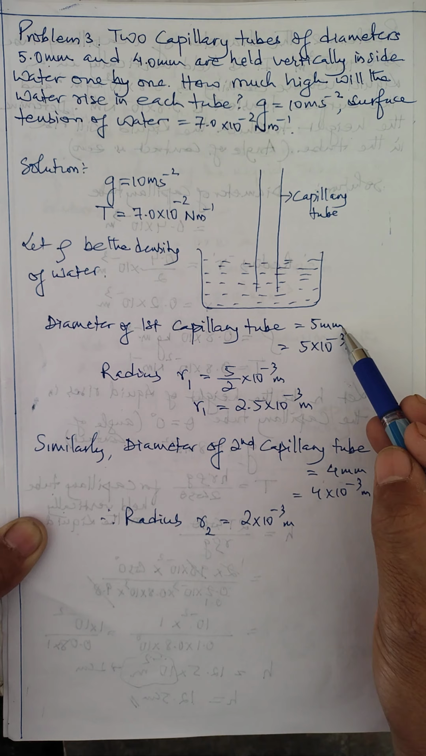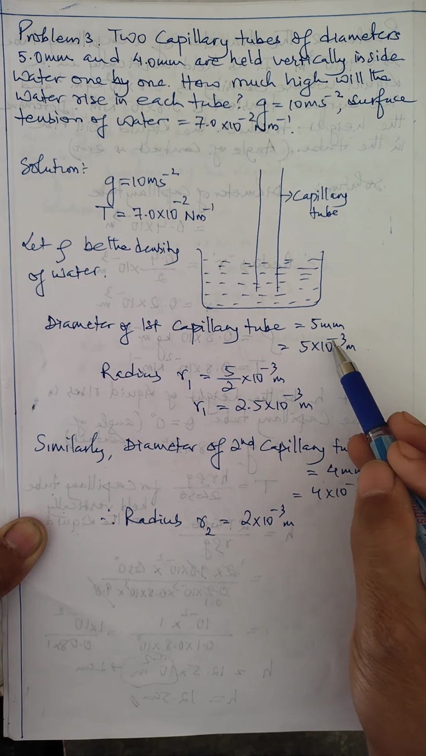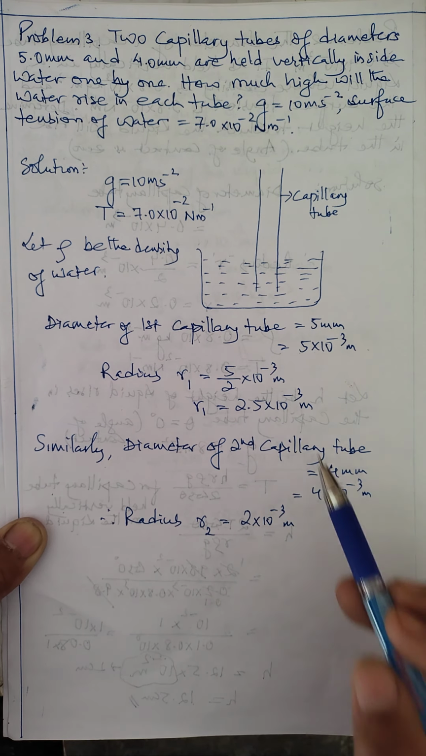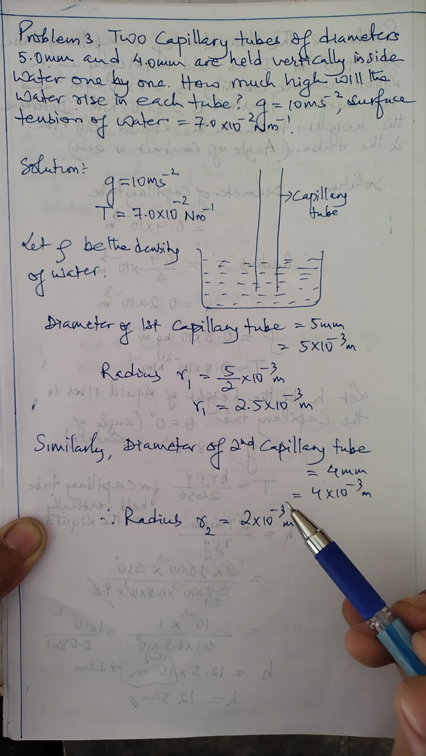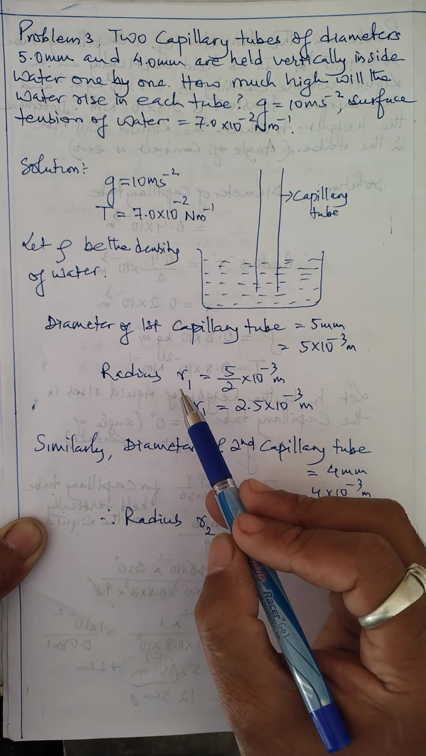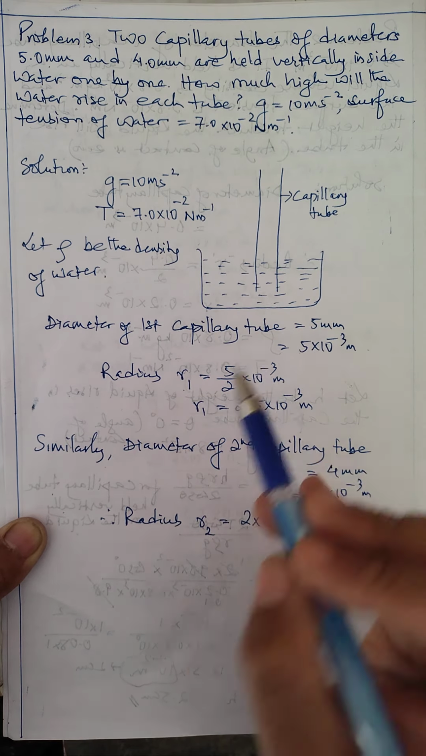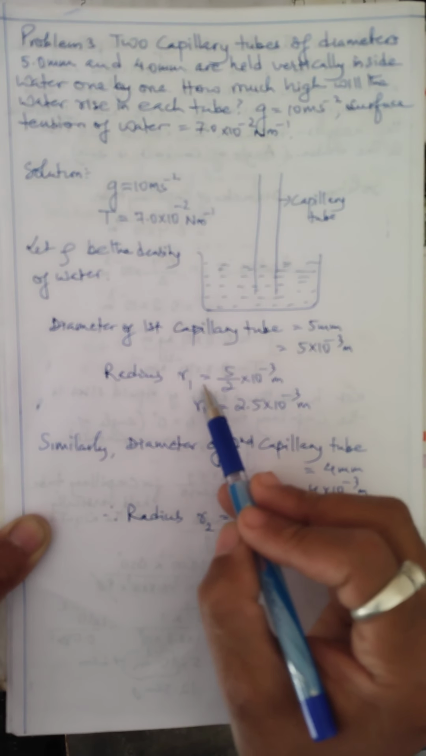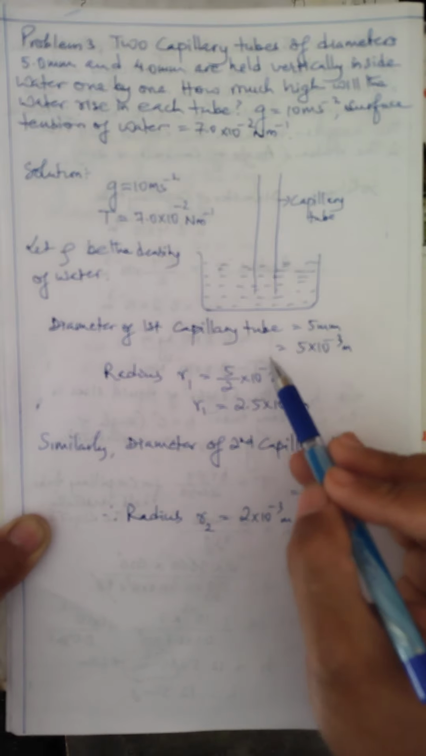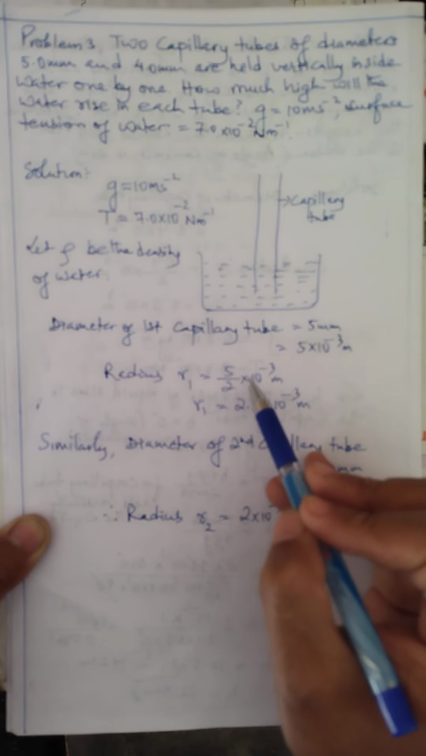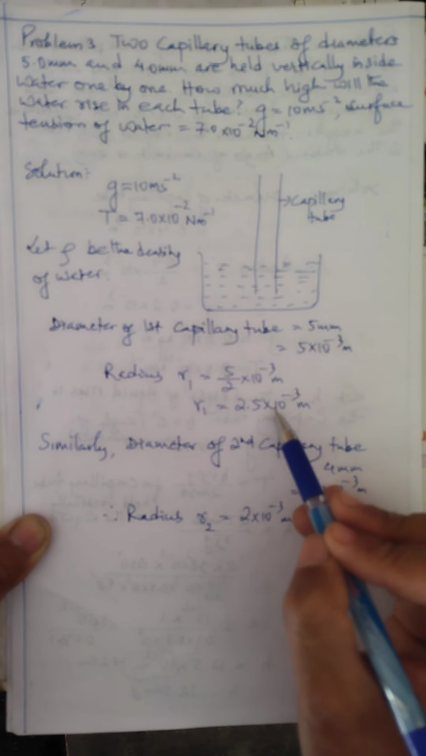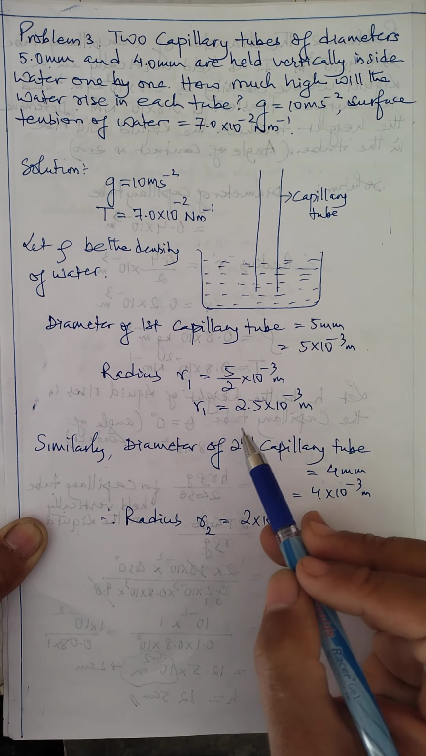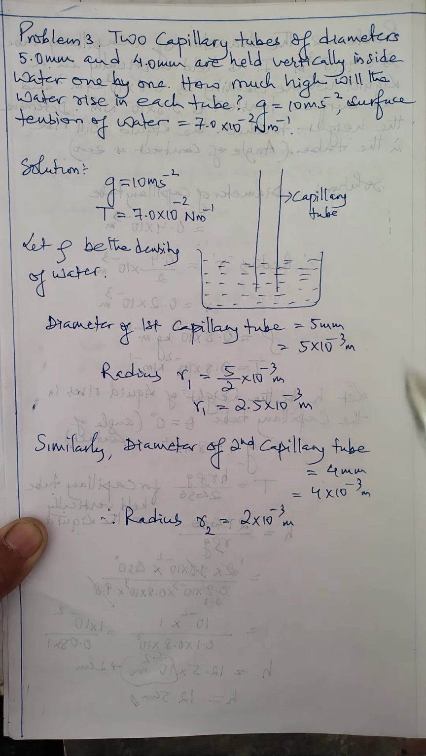So I convert millimeter into meter: 5 into 10 to the minus 3 meter. If this is the diameter of the first capillary tube, then we calculate its radius, and you know radius is half the diameter. So the first capillary tube radius, I consider as R1, equals 5 by 2 into 10 to the minus 3 meter, which means 2.5 into 10 to the minus 3 meter. So this is the radius of the first capillary tube.